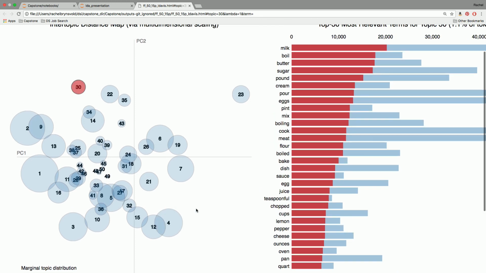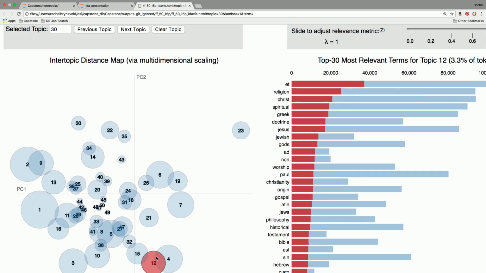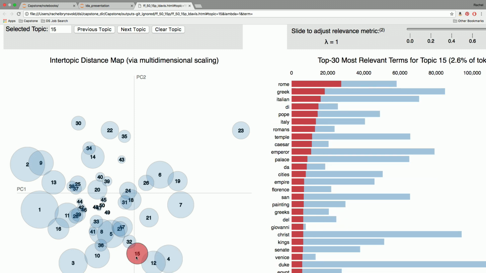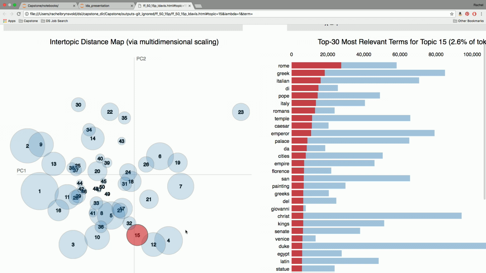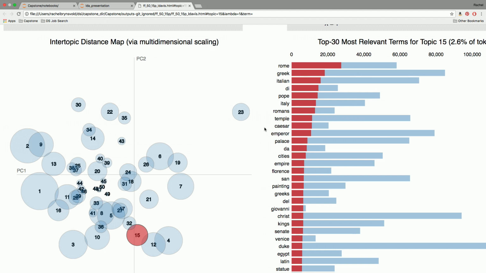Let's see, topic 4 here, which we'll look at in a sec, contains 4.5% of the tokens in the corpus. So you can think of it as a big topic that contains a lot of words, whereas a small, specific topic contains not a lot of words. Let's go ahead and take a look at what we can learn from this chart as far as visualizing our topic model. I've got an example here. Topic 15, I've termed ancient Rome. We see it contains words like Rome, Greek, Italian, Pope. So clearly these are words related to ancient Rome and Italy.